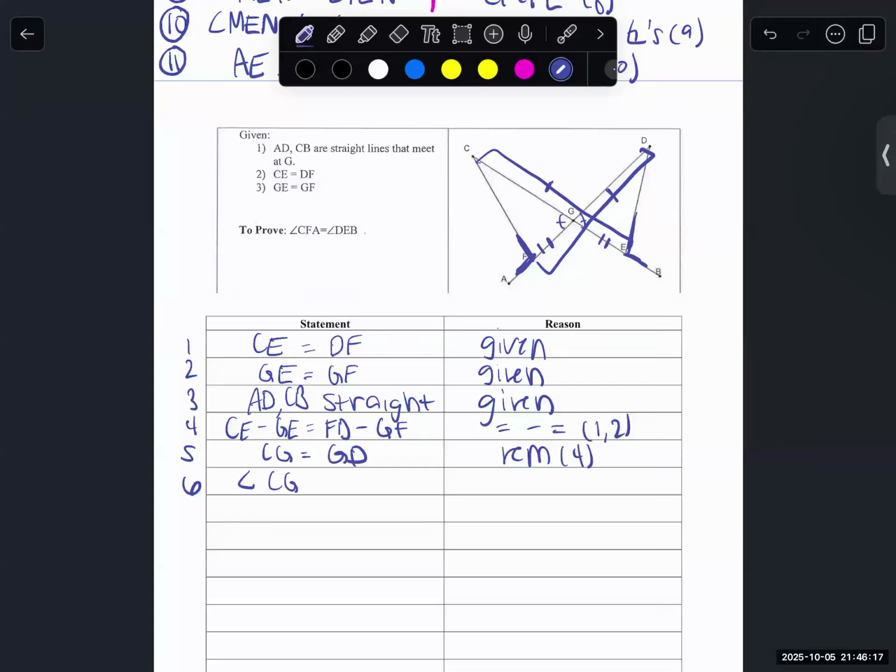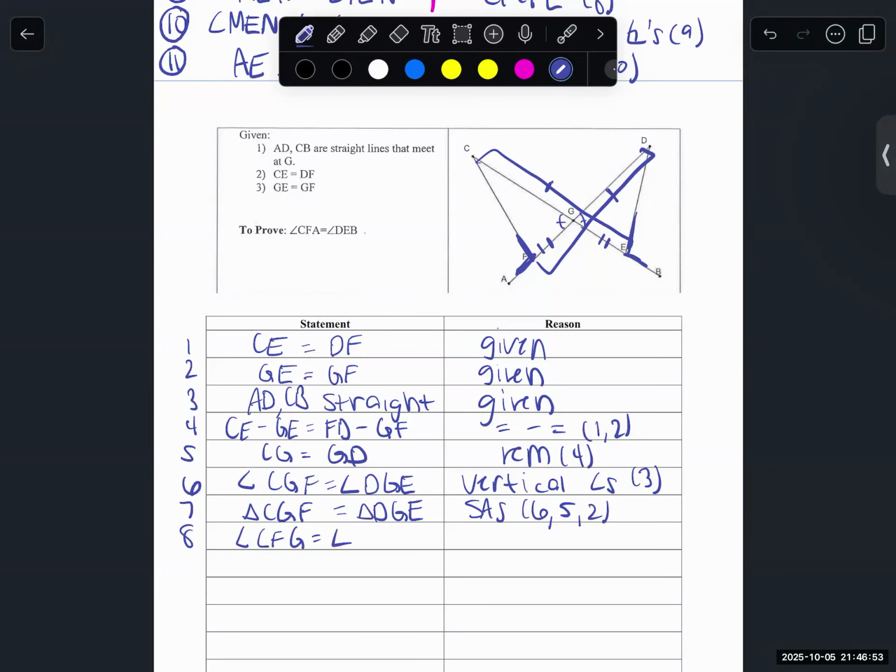So angle CGF is equal to angle DGE, vertical angles, line 3. And so therefore triangle CGF is equal to triangle DGE, SAS, lines 6, 5, and 2. Again, that allows me to CPCTE CFG and DEG.